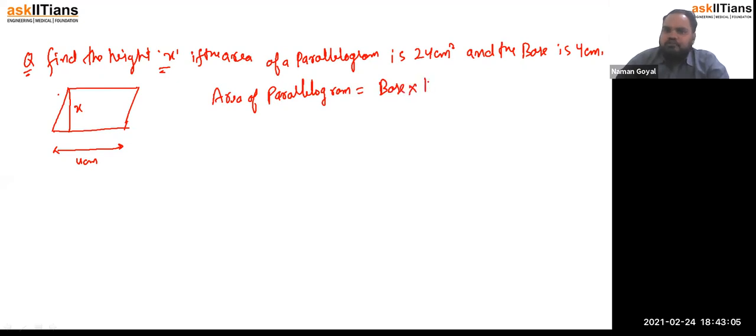Base into height is the formula. So for that, the area of the parallelogram is given, which is 24, equals base, which is 4, into height, which is x. So we can say that x is 24 upon 4, which is 6 centimeter.